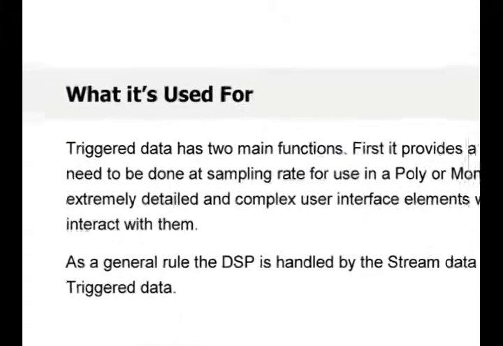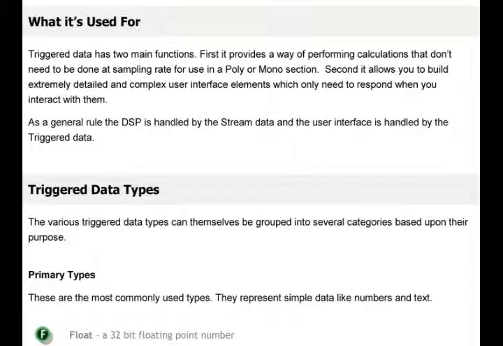But it's used for. Triggered data has two main functions. First, it provides a way of performing calculations that don't need to be done at sampling rate for use in a poly or mono section. Second, it allows you to build extremely detailed and complex user interface elements which only need to respond when you interact with them. As a general rule, the DSP is handled by the stream data, and the user interface is handled by the triggered data.